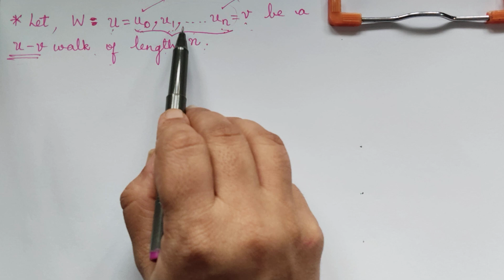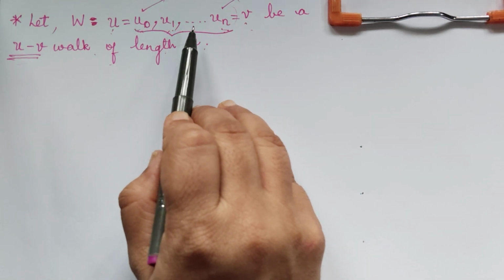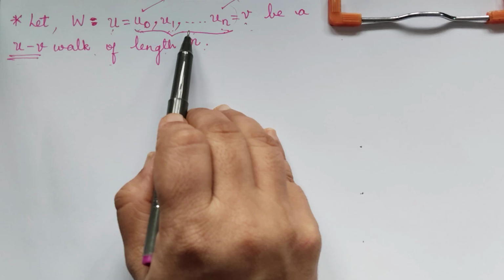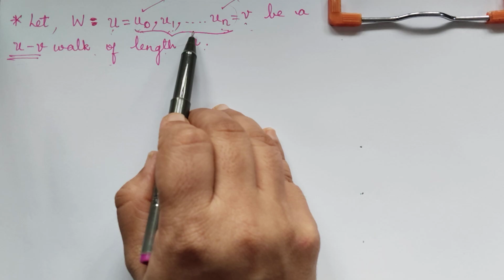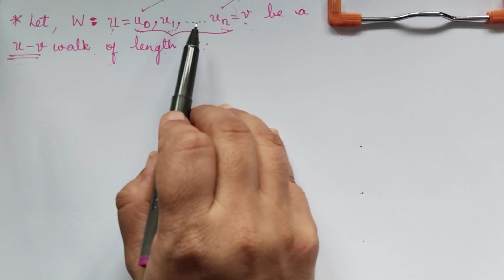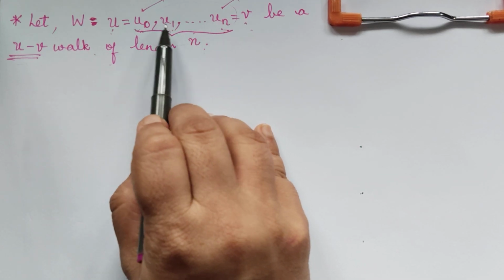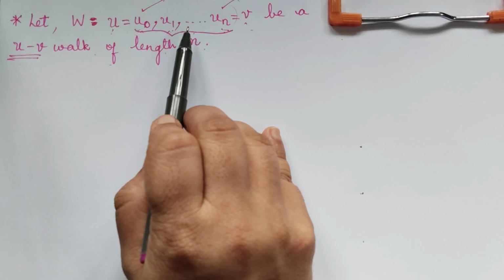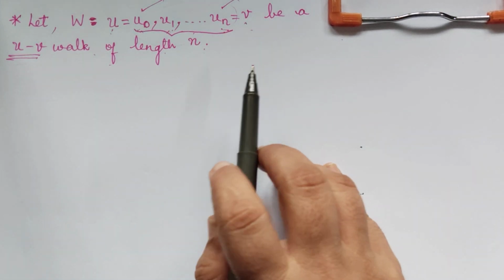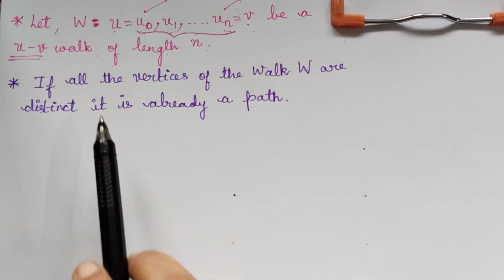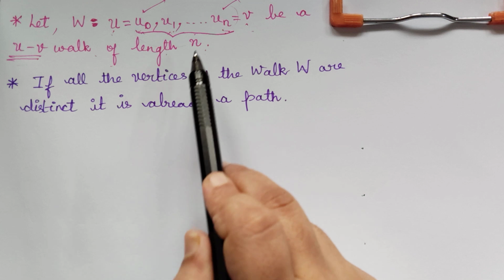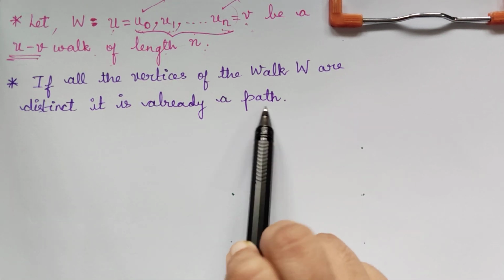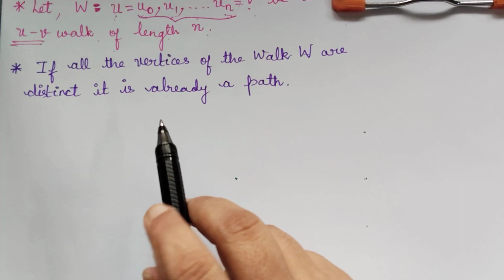Now if all the vertices of this walk are distinct, then it is already a path, because by definition a walk is said to be a path if all of its vertices are distinct. So the walk itself will become a path, and therefore the theorem will be proved. The case is obvious when all the vertices are distinct. So if all the vertices of the walk W are distinct, then it is already a path, and therefore the theorem will hold. We are going to prove the theorem if all the vertices are not distinct.